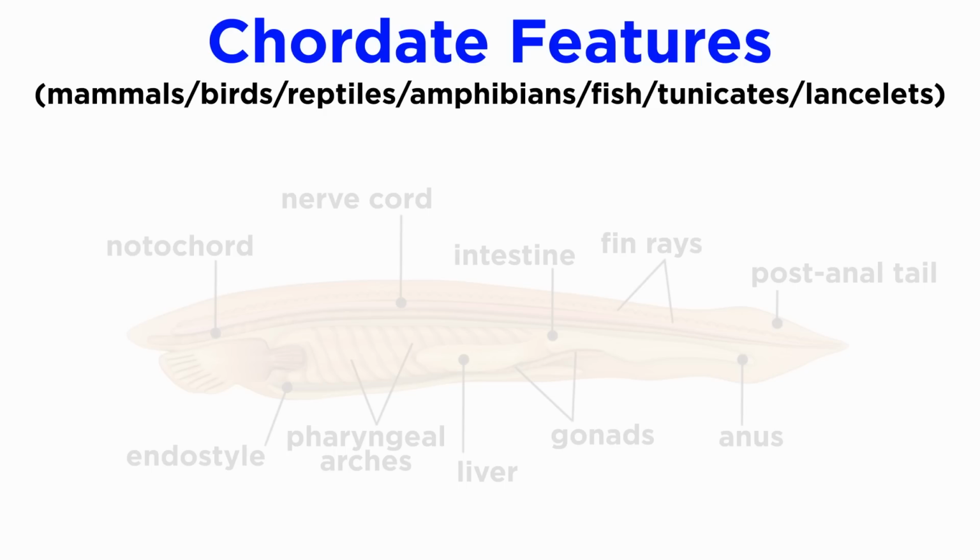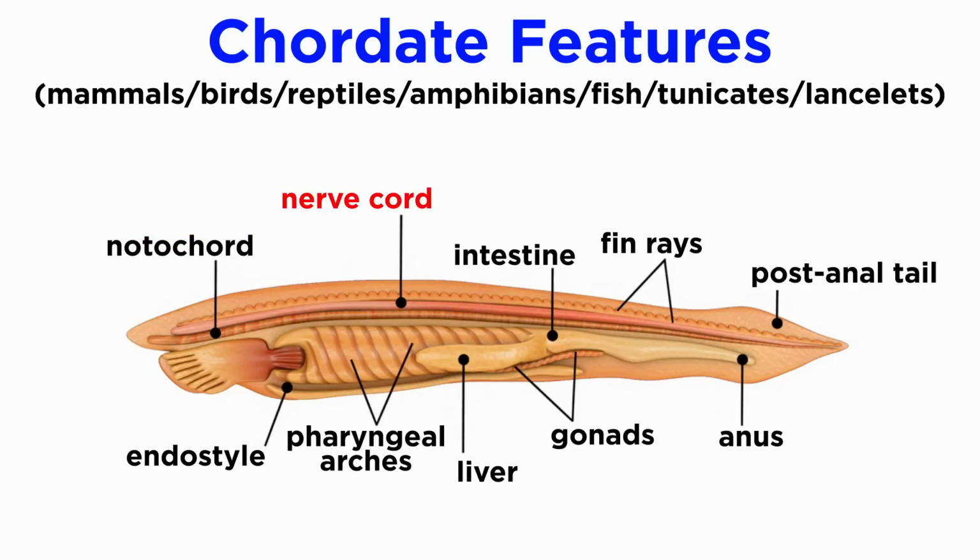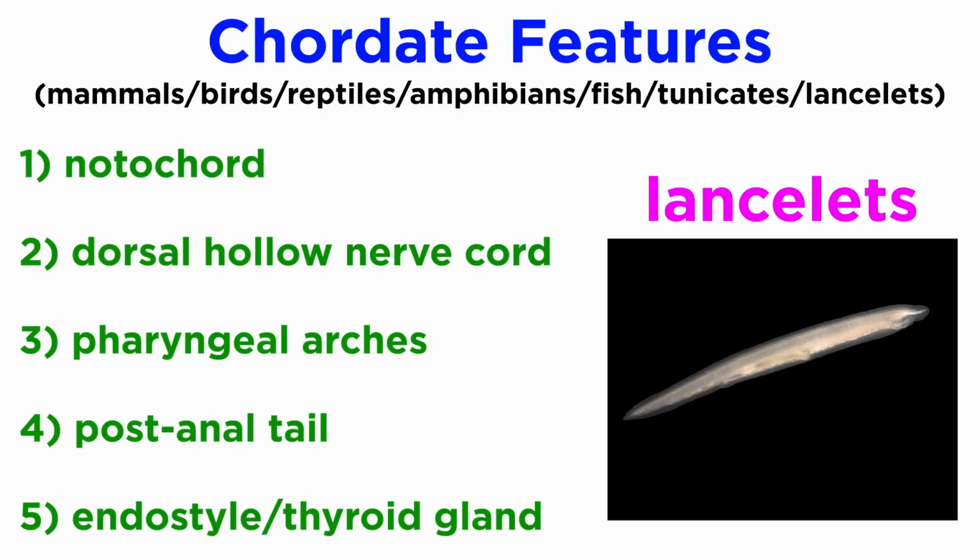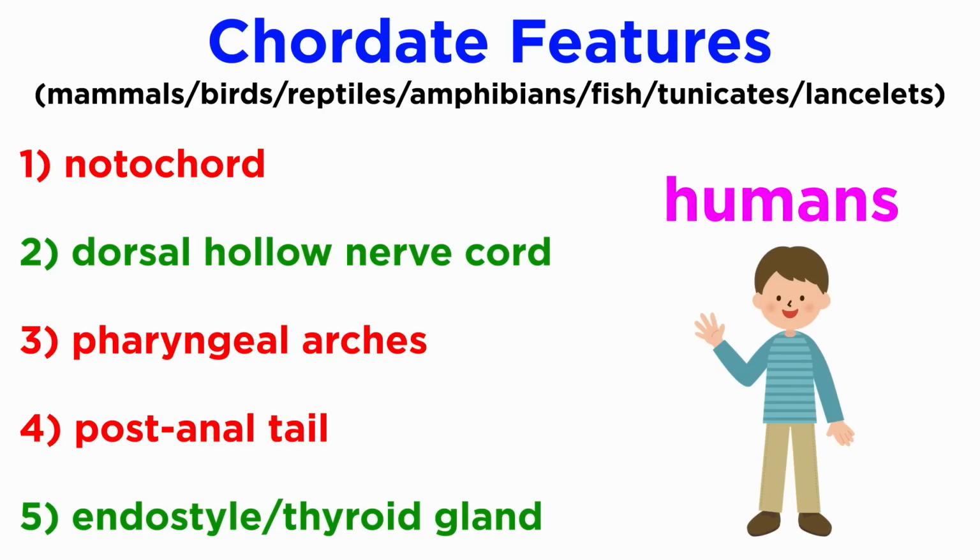For example, all chordates, including mammals, birds, reptiles, amphibians, fish, tunicates, and lancelets, have a notochord, dorsal hollow nerve cord, pharyngeal arches, a postanal tail, and an endostyle or thyroid gland at some point in their development. Some chordates have all of these characteristics as adults, like lancelets, but others lose at least some of them later on. For example, humans lack an intact notochord, pharyngeal arches, and postanal tail.